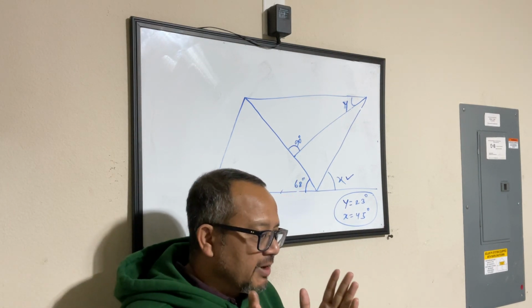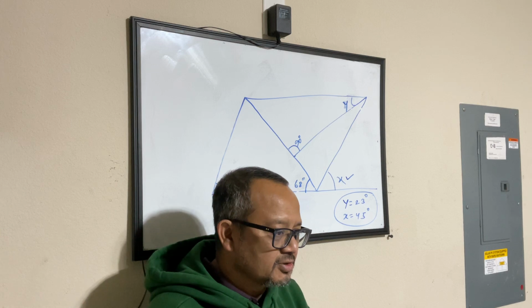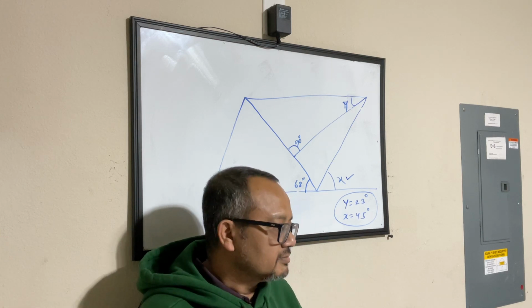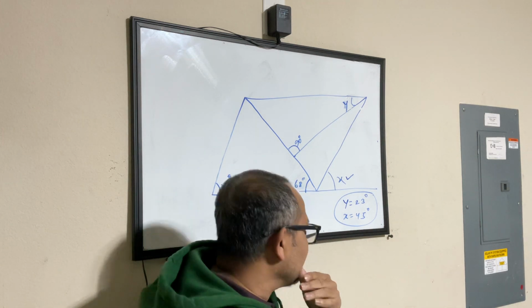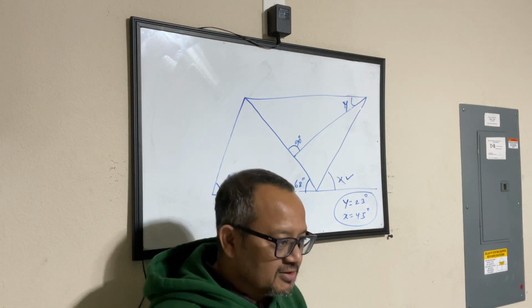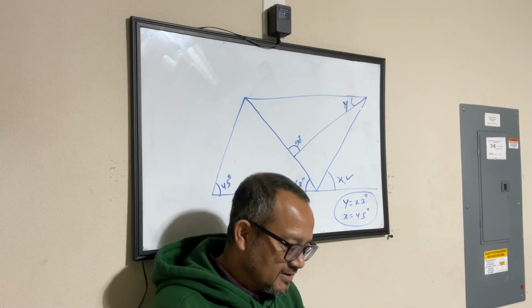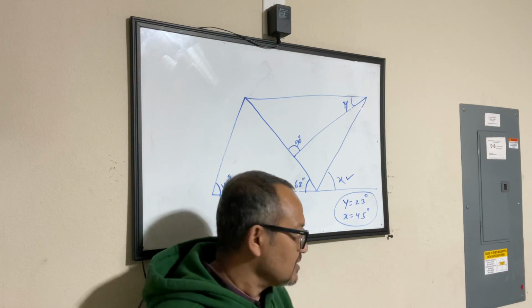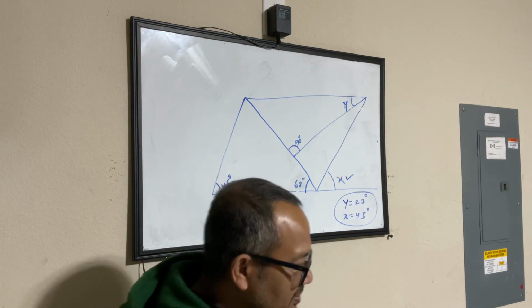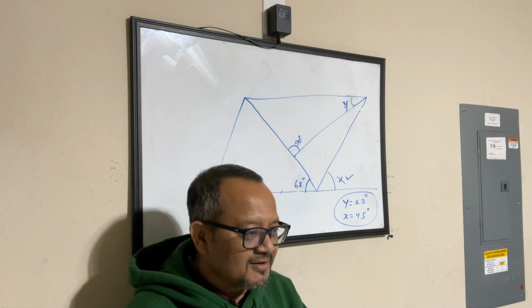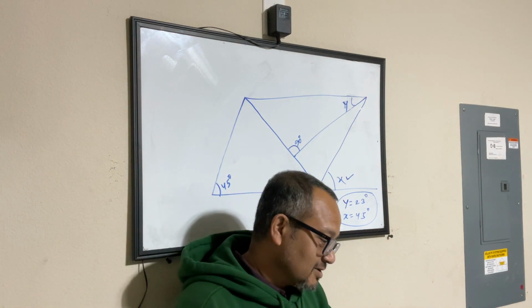So, Myra, where are you? I'm here. When I asked that question, what I meant was, what is the answer? So y equals 23 and x equals 45. Okay. So everybody is doing copy paste. Copy paste of the answer.